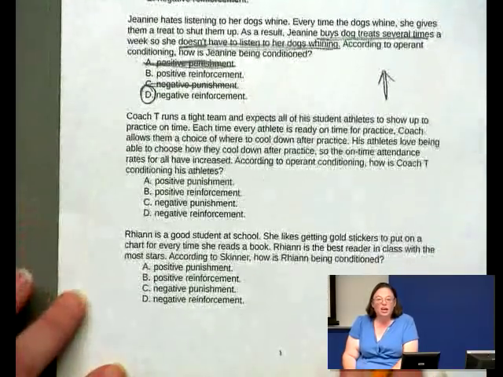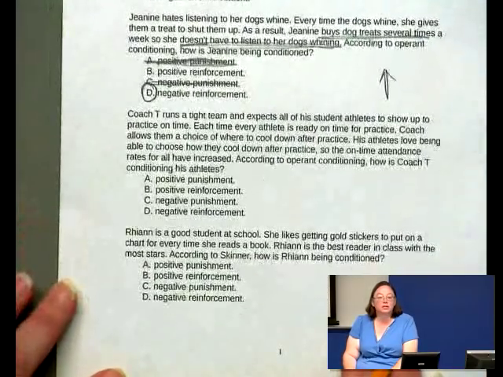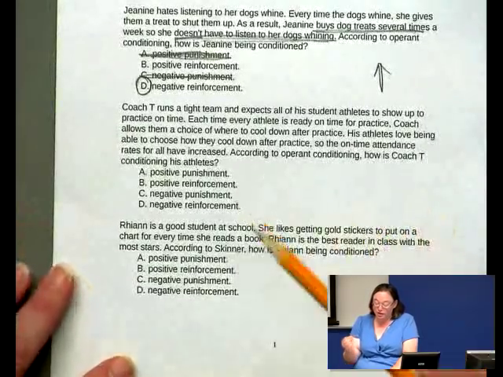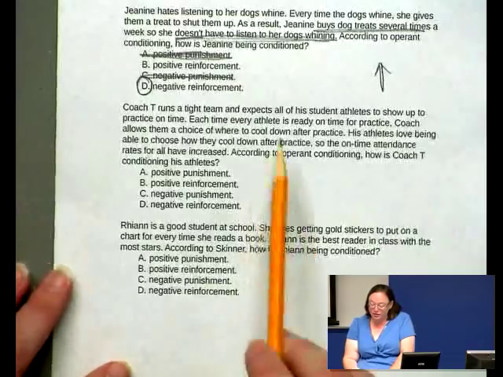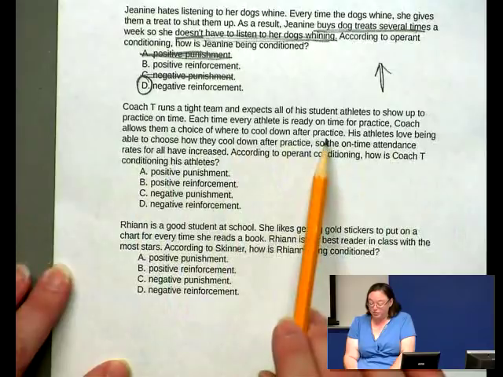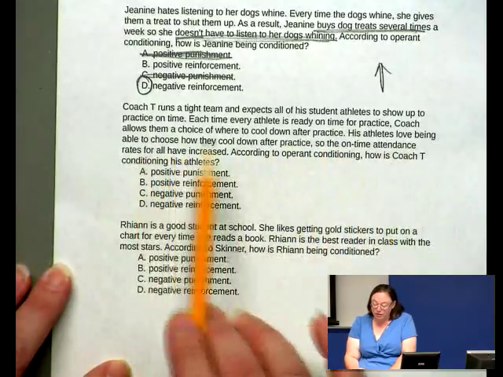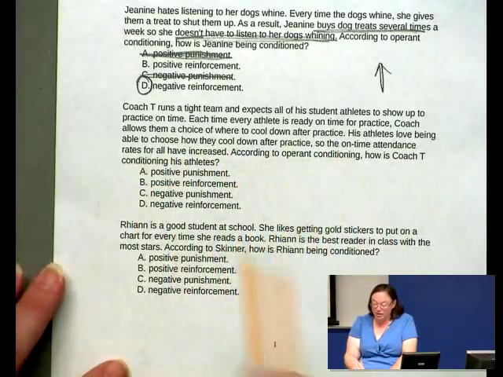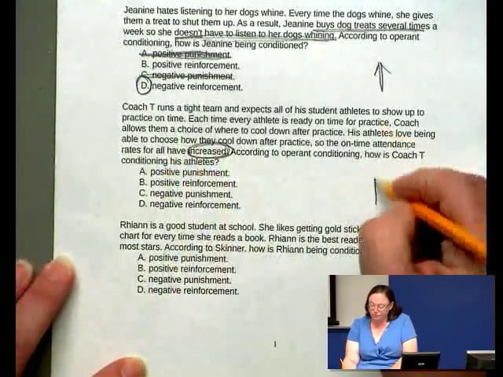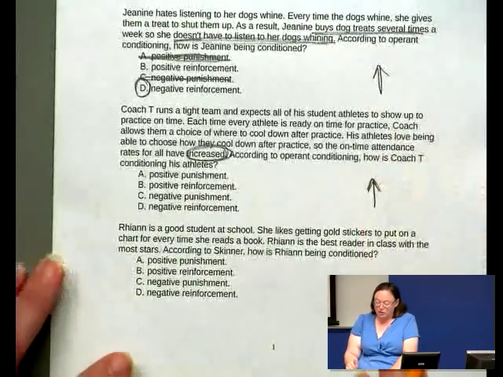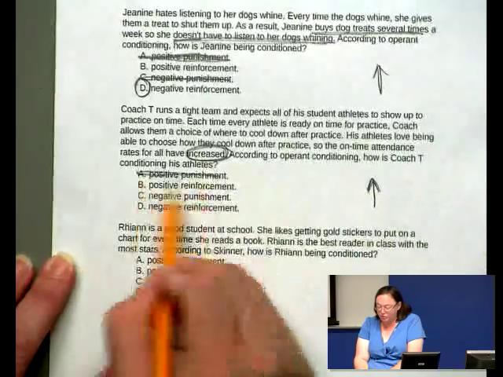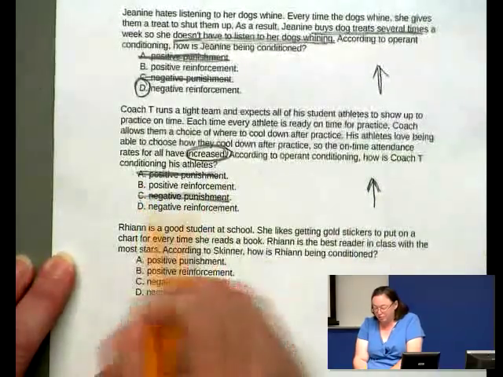Okay. Coach T runs a tight team and expects all of his student athletes to show up to practice on time. Each time every athlete is ready on time for practice, Coach allows them a choice of where to cool down after practice. His athletes love being able to choose how they cool down after practice, so the on-time attendance for all has increased. Oh, yep, found the word. That's what I want. So now I know since it's an increase, behavior is going up, it has to be a reinforcement. So I'm going to cross out my punishments.